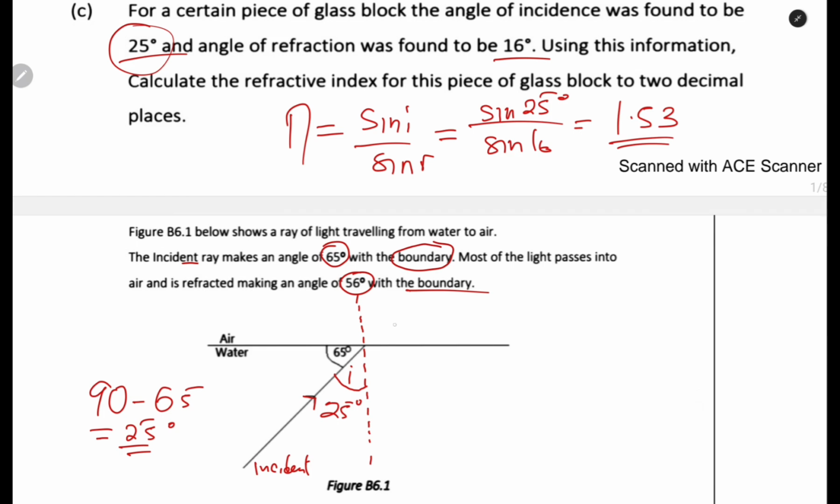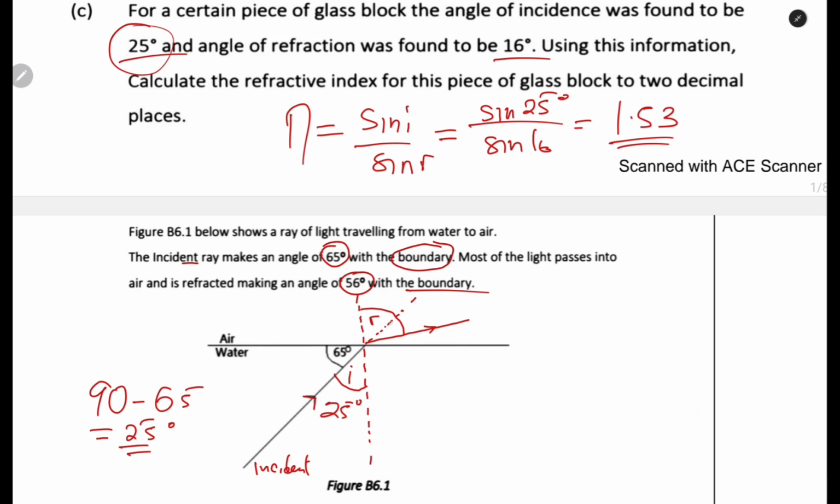Okay, then this is moving from water to air. And now you should know what happens when the ray of light is moving from a dense medium to a less dense medium. Normally it is refracted away from the normal. So normally we can picture this one was supposed to come out in a straight line like that, but it bends away from the normal. And this whole angle is the angle of refraction.